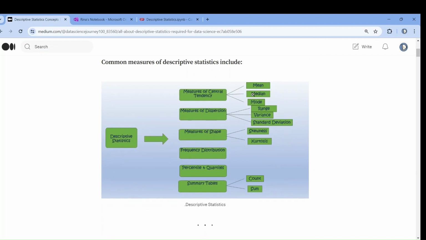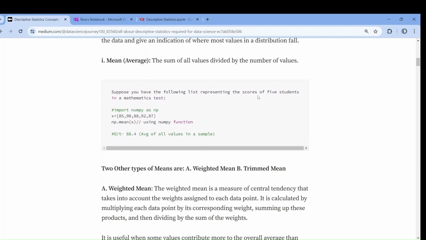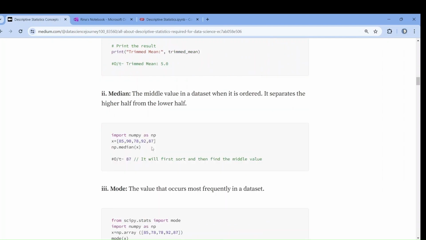Next one is median. Median means the middle value of the data set. First, you have to sort this, you have to make it ordered. Then you have to find the middle value, that is known as median. So it separates the higher half from the lower half, so you can understand the central point of the data set. For that you have to use the median function in NumPy. np.median(x) will provide you the median value.